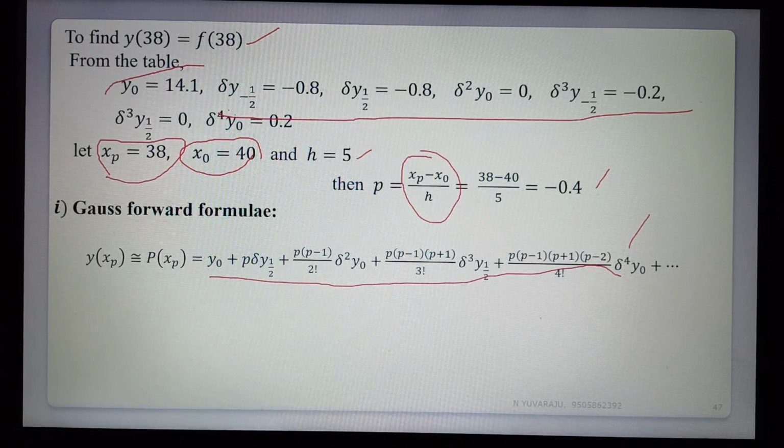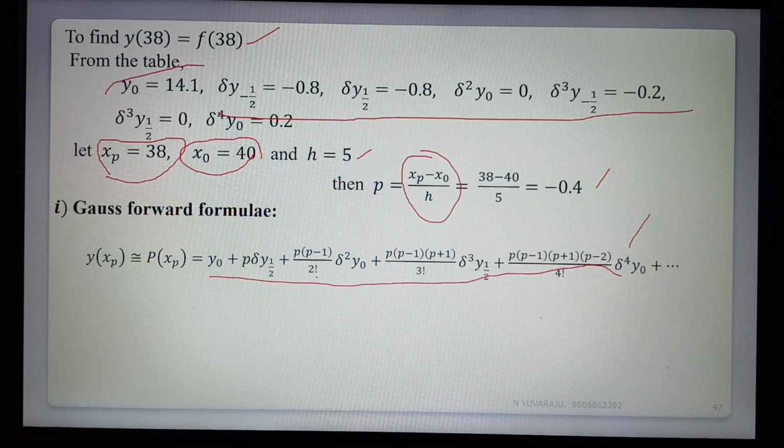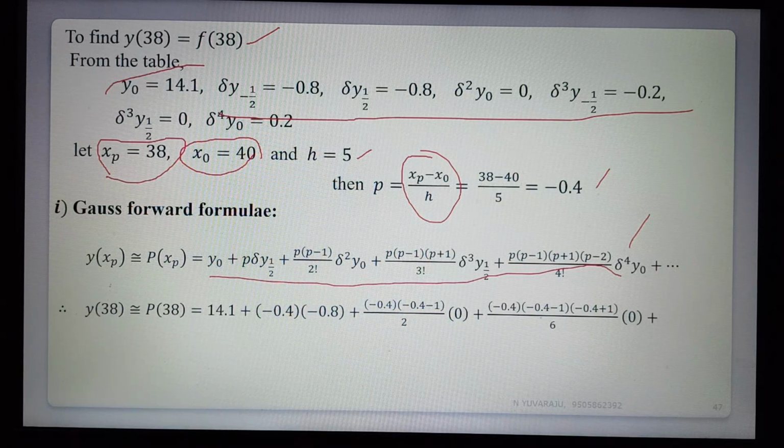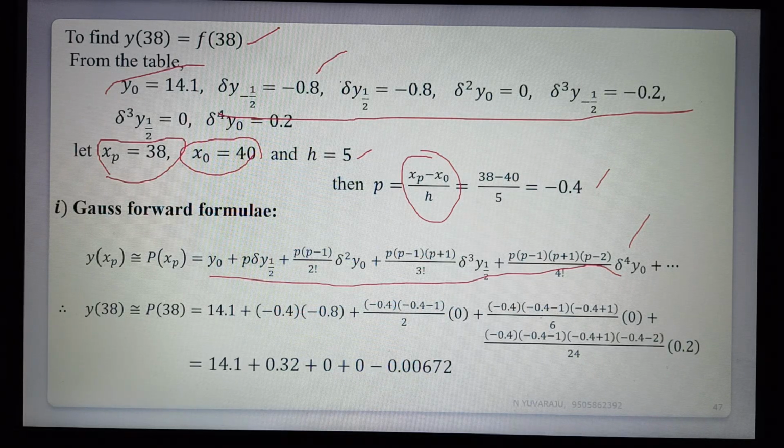Okay. Substituting all values here, from the table, in this formula, we find y of 38. After simplification, y of 38 is equal to 14.413828 approximately. This is using the Gauss forward formula.